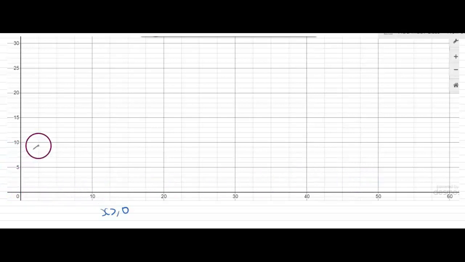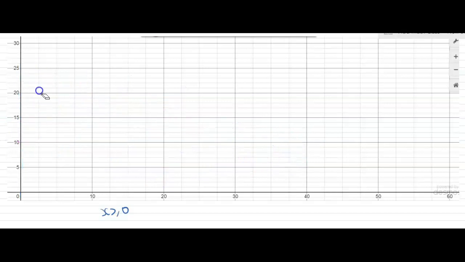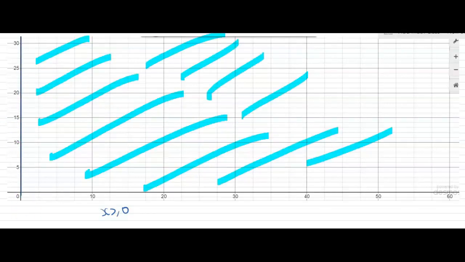This is a line where x is equal to 0, this whole y-axis line. Sorry, that's the line where x is equal to 0, so greater than or equal to would be this side. So I'm going to put in the shading for this section here. This is what we want, all of this.